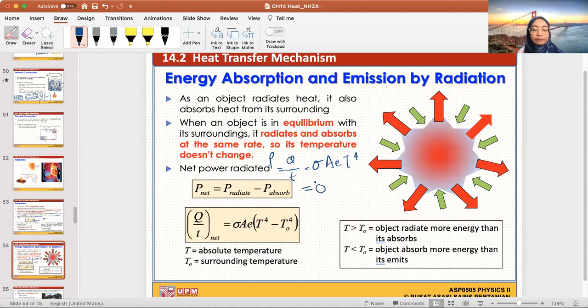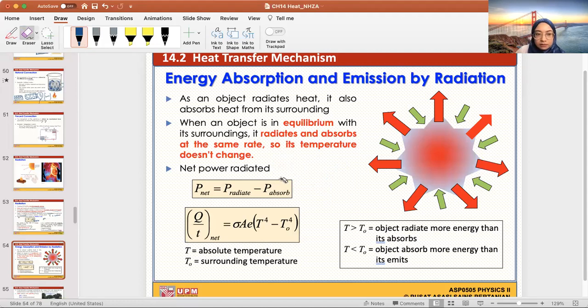Contoh fire tadi. That fire is releasing energy, lama-lama dia terpadam kan? Which means that the P radiate minus the P absorb is greater. Maksudnya dia release energy lagi banyak daripada yang dia absorb. That's why eventually dia mati. That's why eventually temperature dia sejuk. Okay. So kalau temperature dia constant, means that the P net is equal to 0. Alright. Okay. Penat pula cakap.